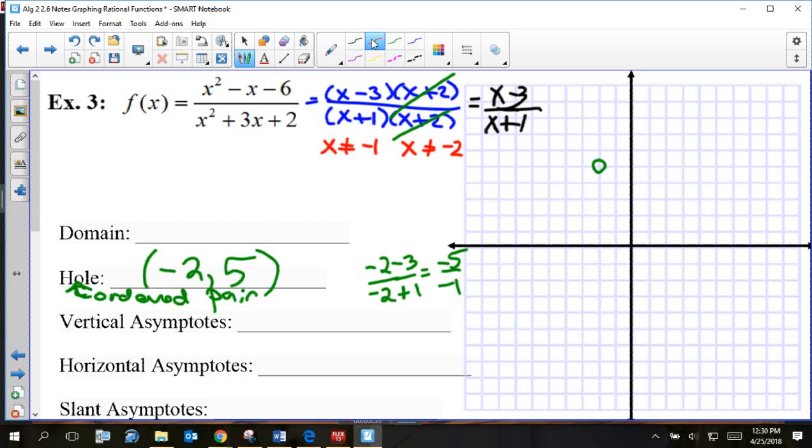Now I'm going to go back and do the domain. The domain is everything that x can be. You ask, what can x not be? -2 or -1. So I'm going to skip over those numbers. So I'll do -infinity to -2, union -2 to -1, union -1 to infinity.